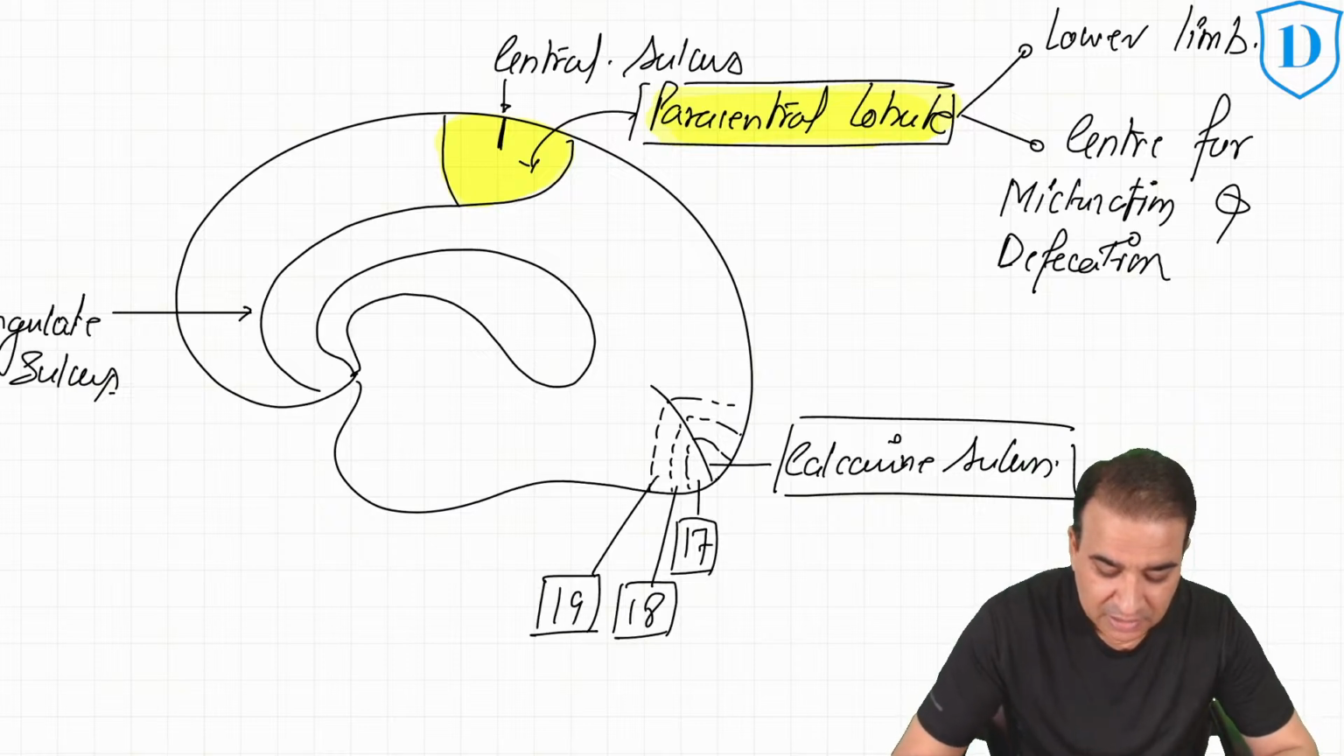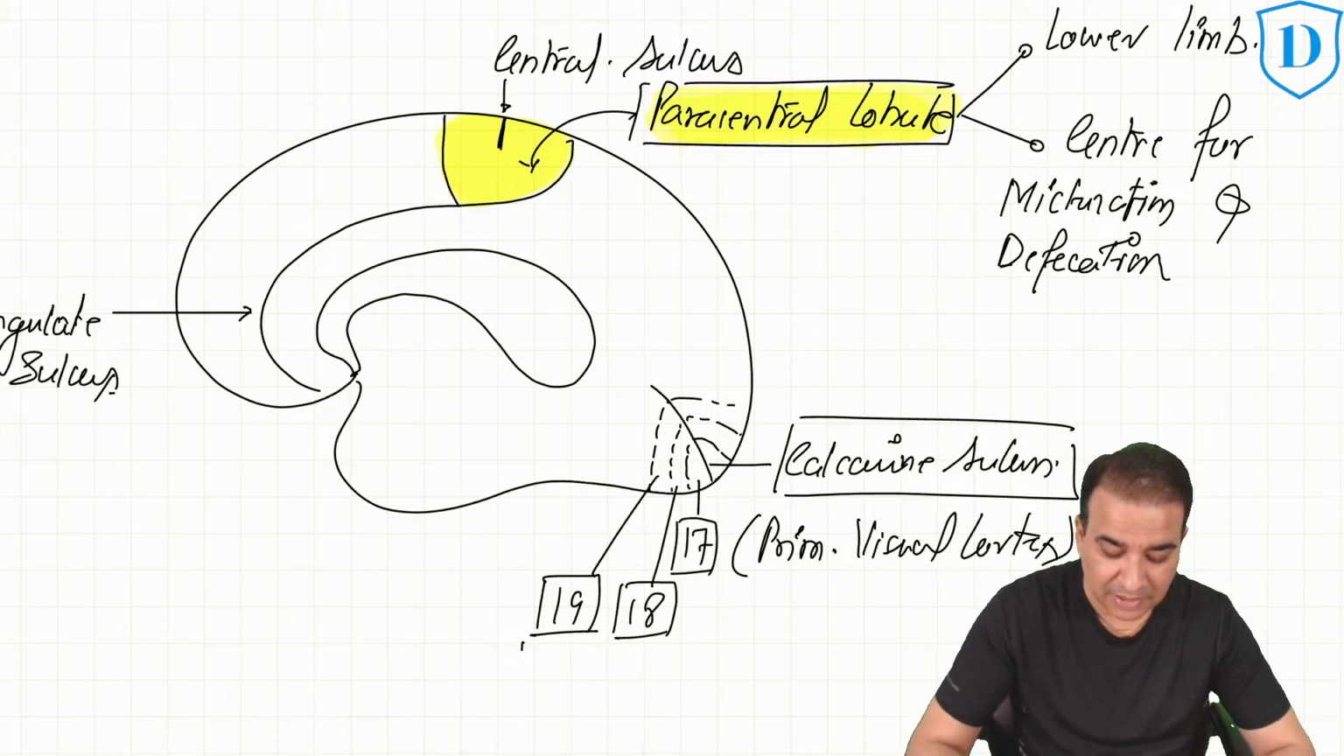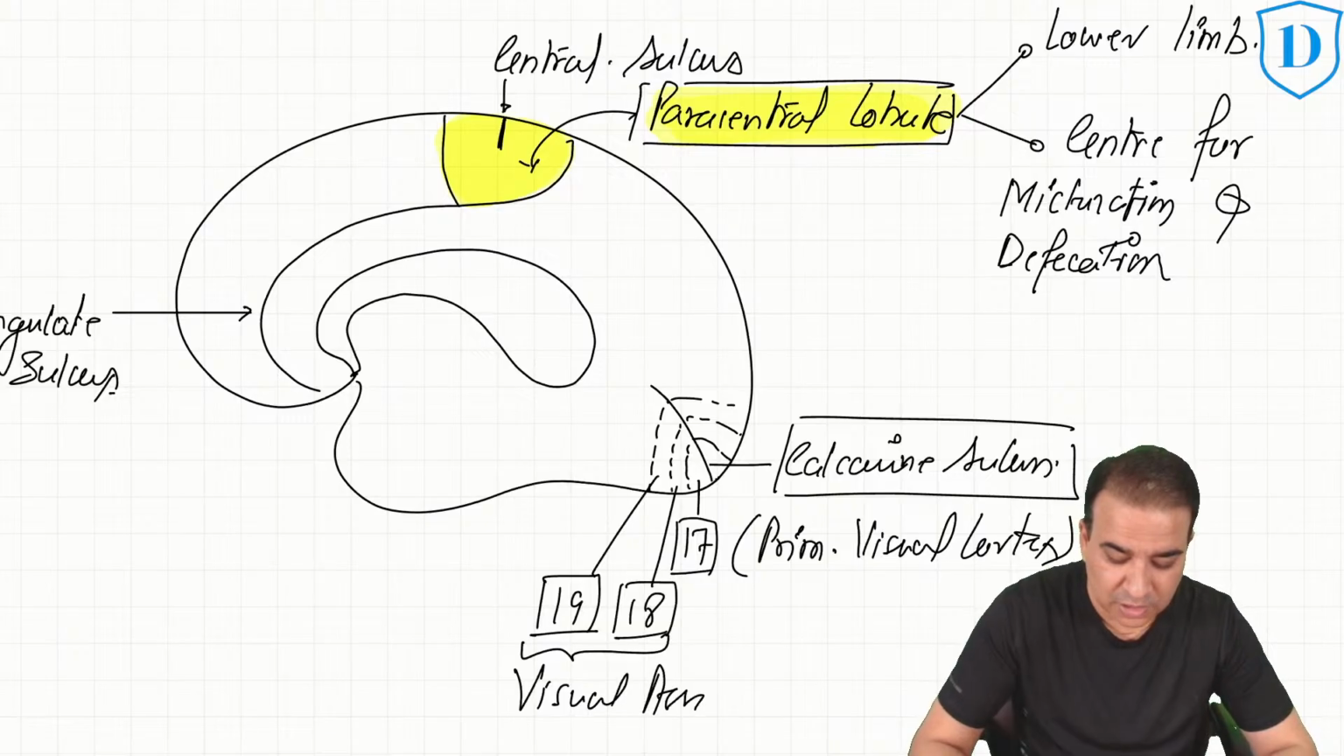17, 18, 19. Area number 17 is the primary visual cortex or the primary visual area, whereas 18 and 19 are the visual association areas.